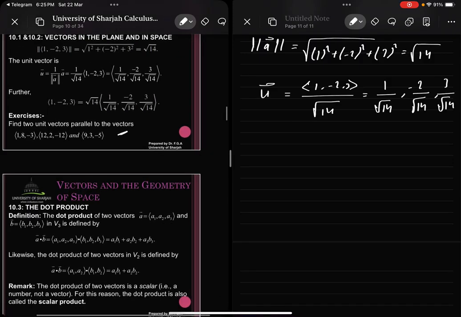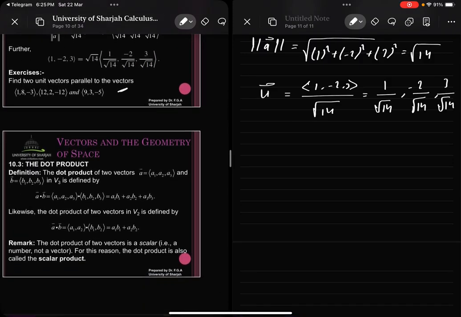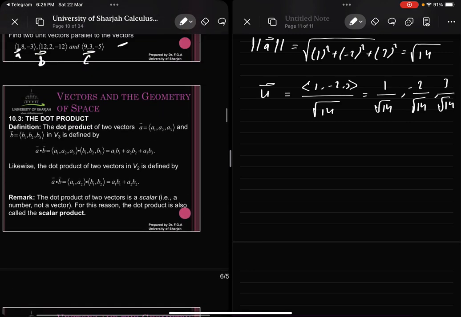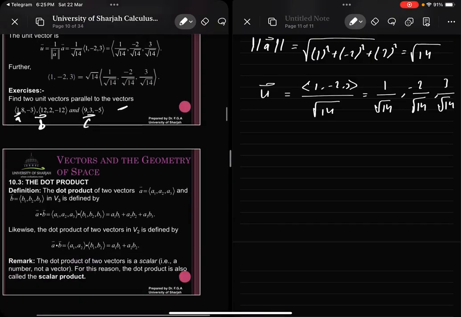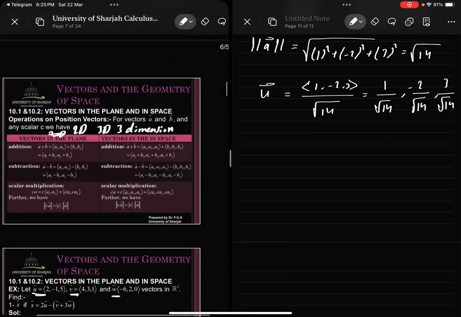Also for this exercise, same thing. Find two unit vectors parallel. That means we have A, B, and C. If I want to find the unit vector for A, or even for B and for C, it's the same thing. So we will stop here and just take the summary.